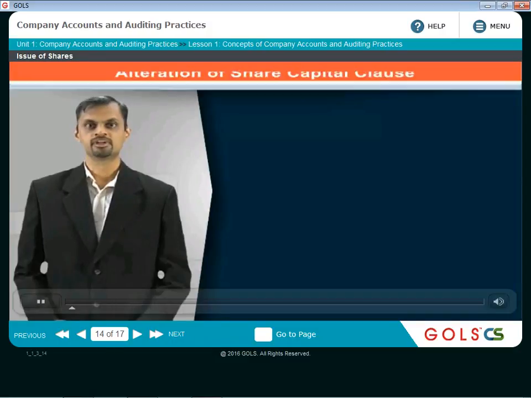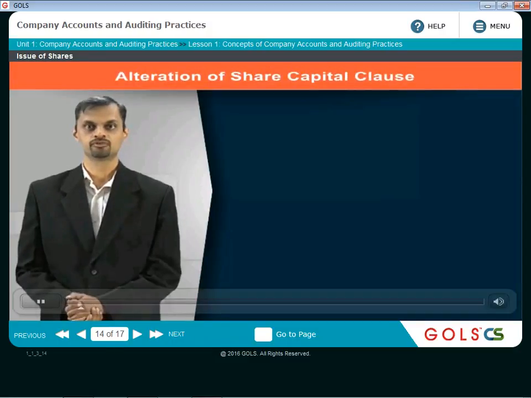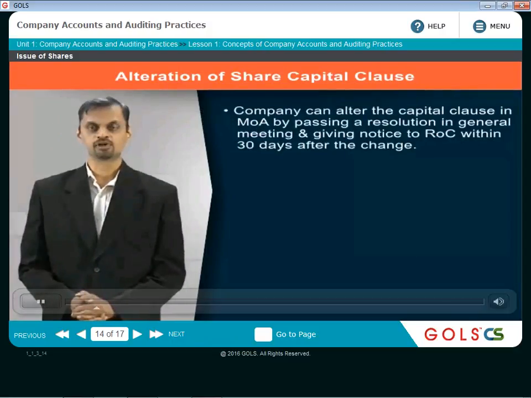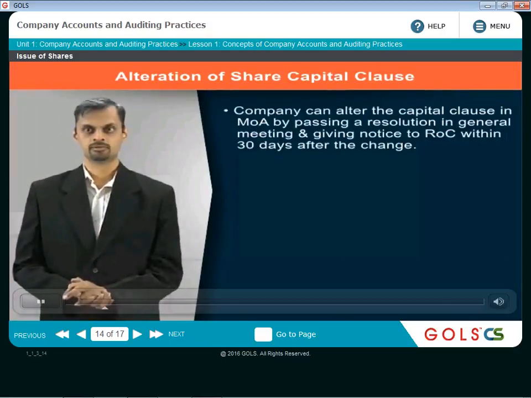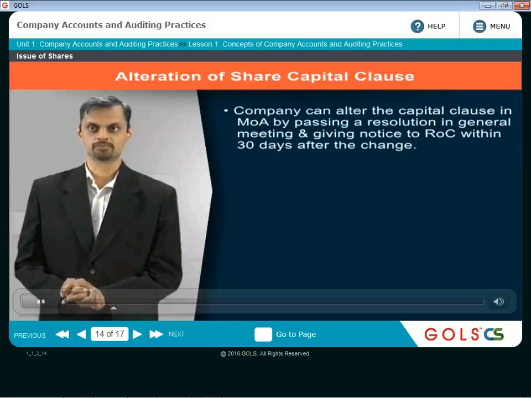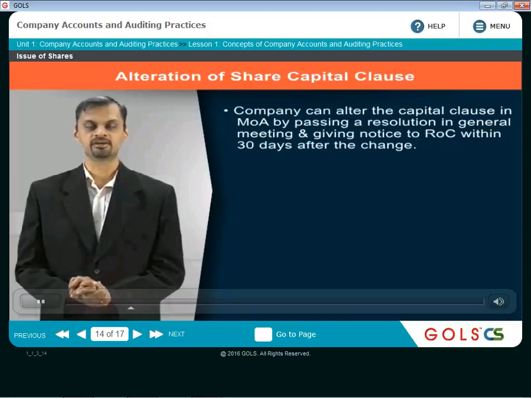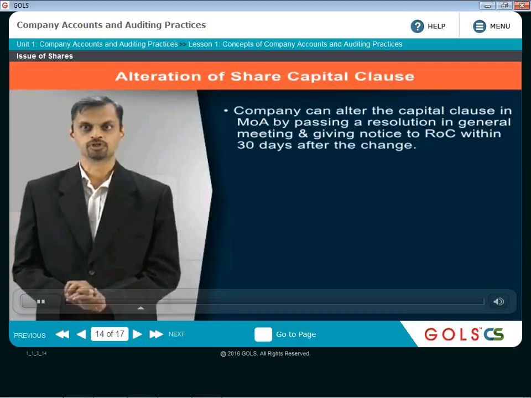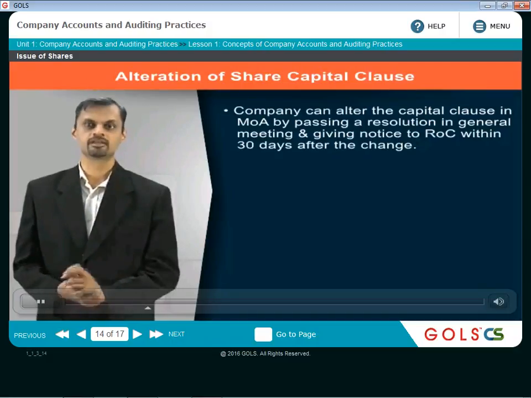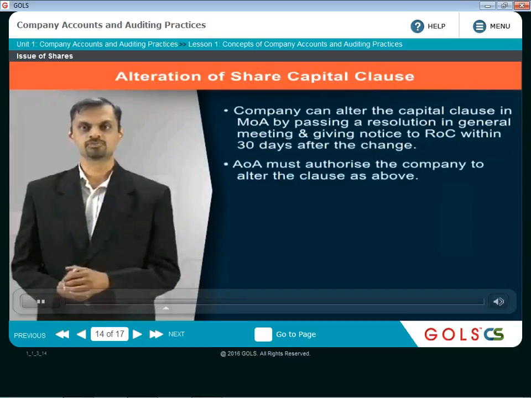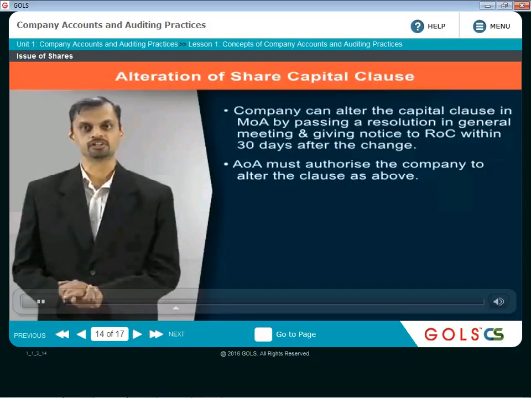Now there is something called alteration of share capital clause. Company can alter the capital clause in the memorandum of association by passing a resolution in the general meeting and giving notice to ROC, Registrar of Companies, within 30 days after the change has happened. So a resolution in general meeting is required to alter the capital clause in the memorandum of association. Articles of association must authorize the company to alter such kind of a clause in the memorandum.